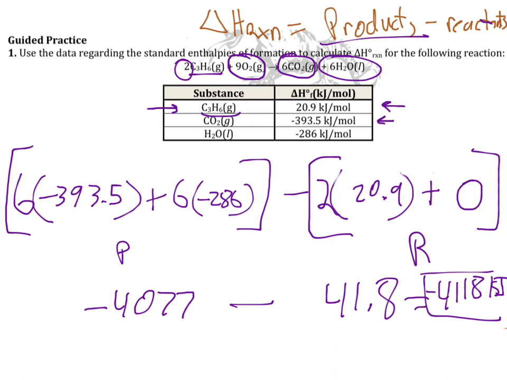So if we were to write a thermochemical equation, what we would do is we would write this balanced chemical equation, and then we would add 4,118 kilojoules to the product side. And the reason why we know it goes to the product side is because it is negative. If this were positive, it would be on the reactant side.